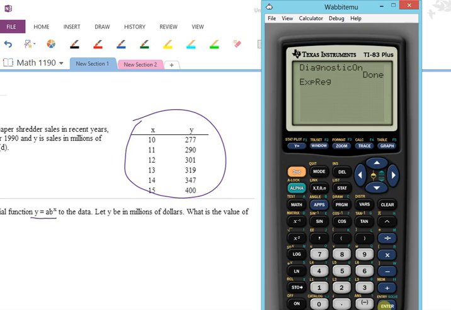And then I'm going to tell it that my data is in L1 and L2. So now it's going to give me this formula, and you see the formula that it has right here, y equals ab to the x, is exactly what the homework told me it wanted.